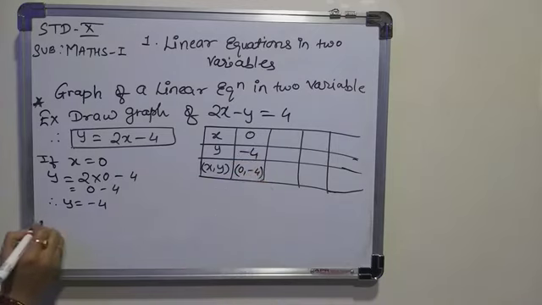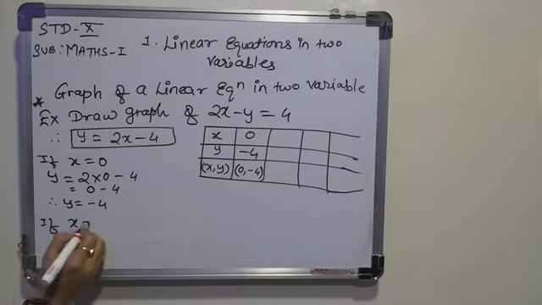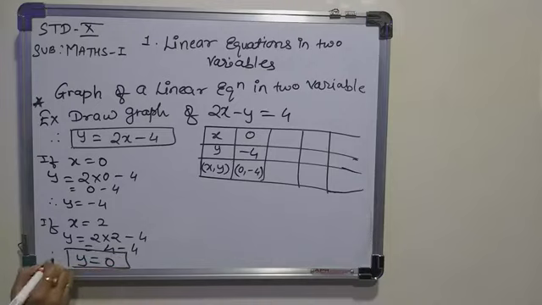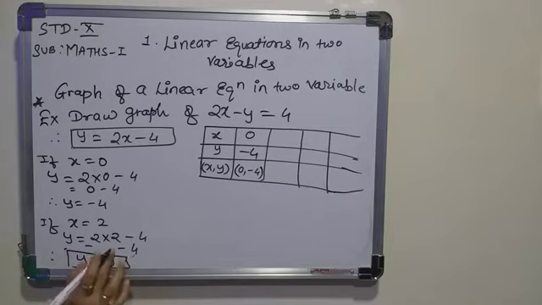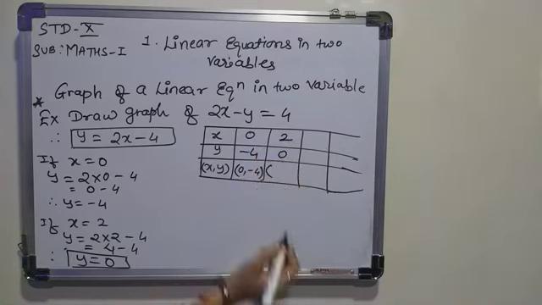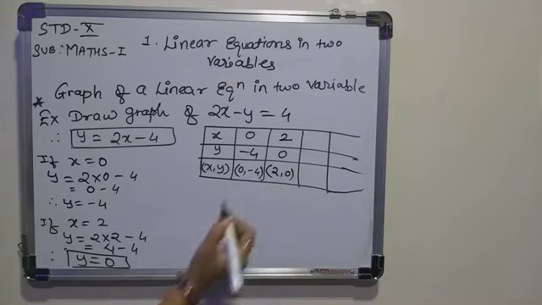Second, if x is equal to 2, so what will you get? y as 2 into 2 minus 4. 2 2s are 4. 4 minus 4 is 0, right? Clear? So when your x is 2, your y will be 0. So your ordered pair will be 2 and 0.